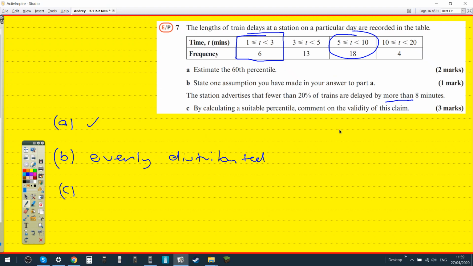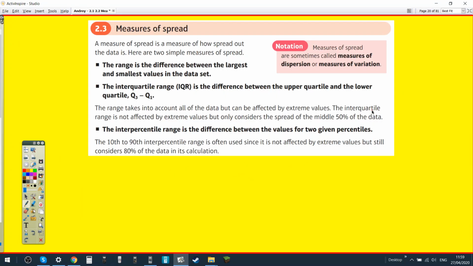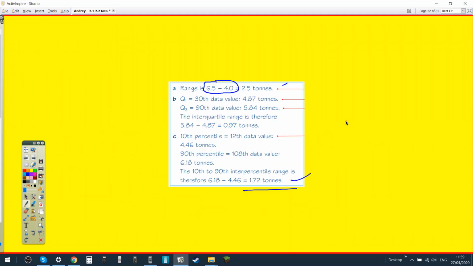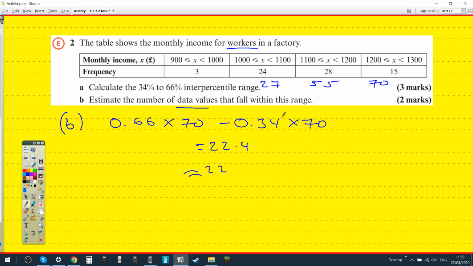This one, watch out for this type. They were saying 20% more than 8 minutes, so we had to find the 80th percentile. It's like those cumulative frequency questions from GCSE where you have to say how much is more, not less. Interquartile range, just do P75 minus P25. They like to do other stuff. Yeah, 10 to 90, so 10 below, 10 above. So it has to be the same either side.